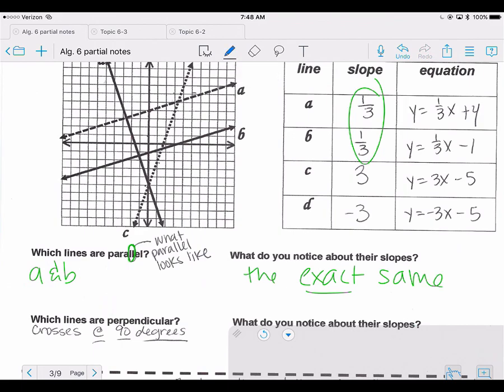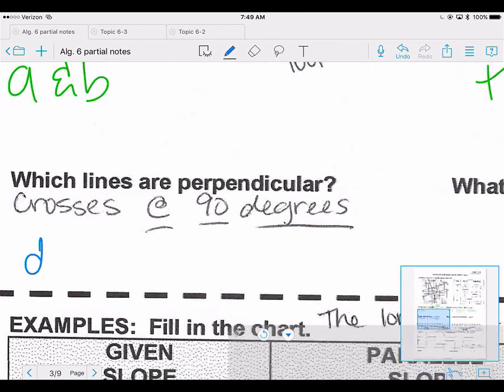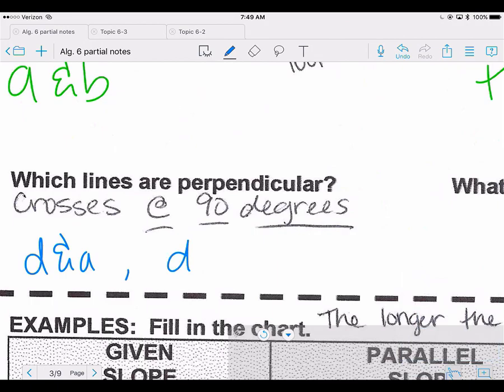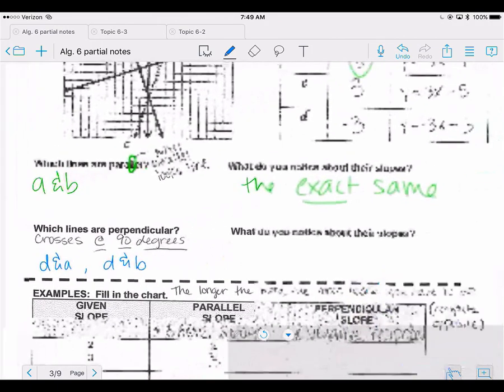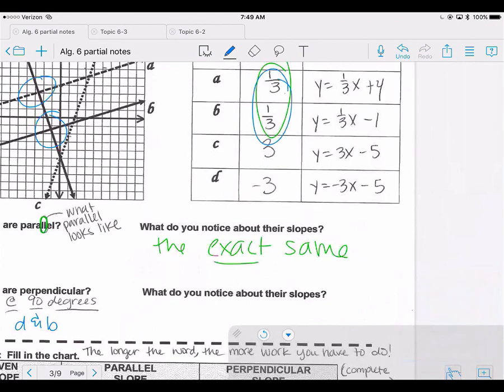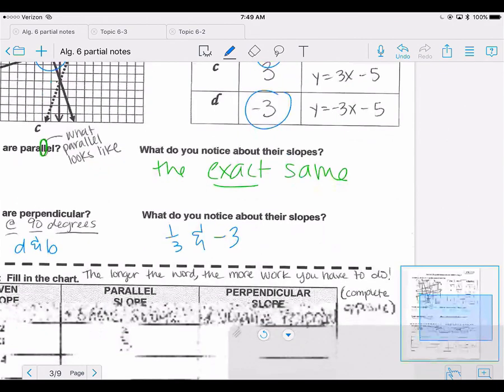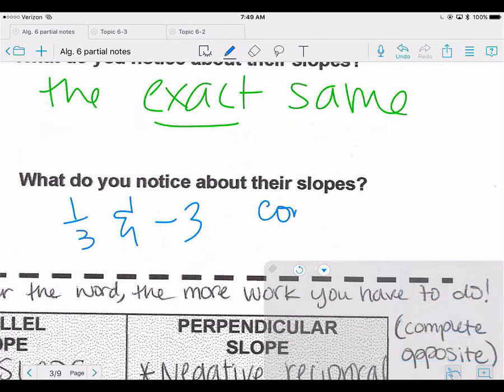And then they ask us which lines are perpendicular, which means they cross at 90 degrees. Not just that they cross, but that they make a T. Well, the ones that make a T are D with A and B. So right here and right here. So D and A, D and B. And then looking at their slopes, we already talked A and B have the same slope. And then D has a negative 3. So that would be the complete opposite. So the sign changes and 1/3 flipped to become 3.